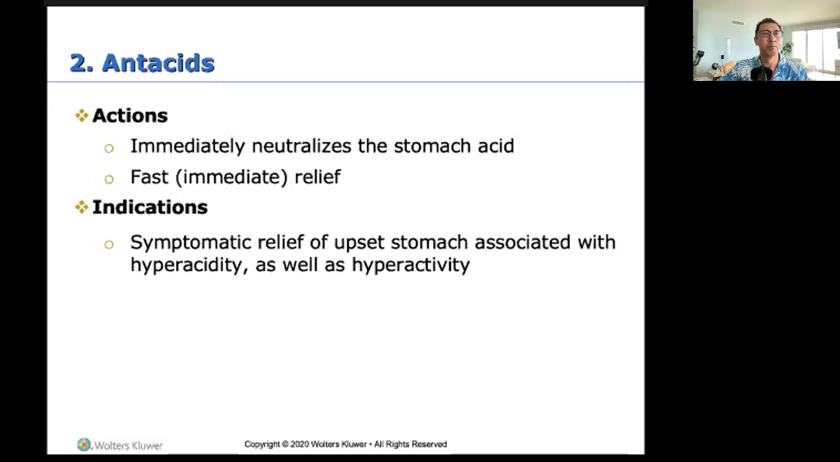How does it work? It immediately neutralizes the stomach acid. It works immediately, fast. So if you're having some stomach issues, an upset stomach, take it. What is it? Tums, and it works. I have a jug up here in my pantry. Symptomatic relief of upset stomach associated with hyperacidity.